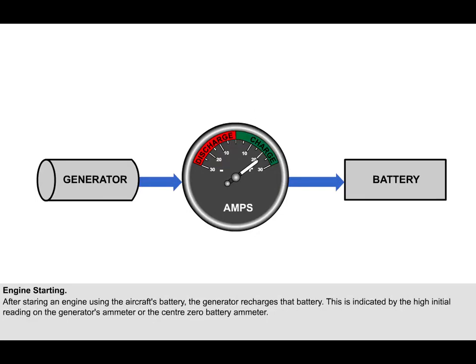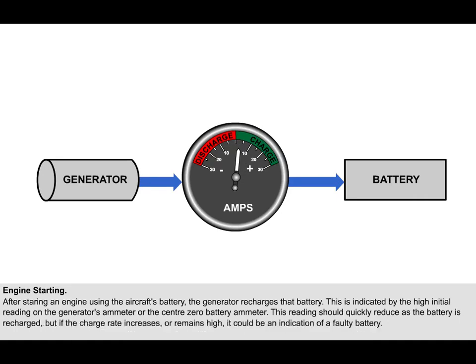After starting an engine using the aircraft's battery, the generator, when it is online, recharges that battery. This is indicated by the high initial reading on the generator's ammeter or the center zero battery ammeter. This reading should quickly reduce as the battery is recharged. But if the charge rate increases or remains high, it could be an indication of a faulty battery. A continuing high charge rate could result in a battery overheating and subsequent damage.